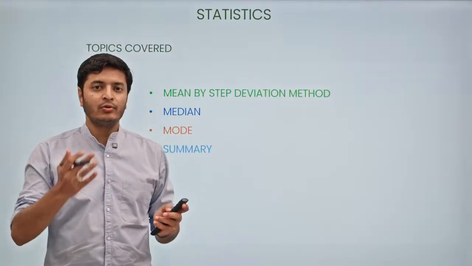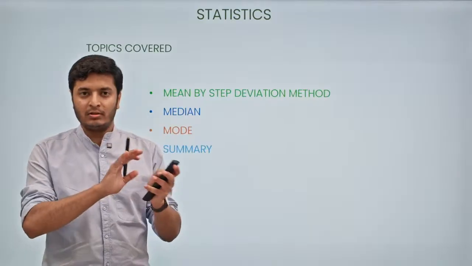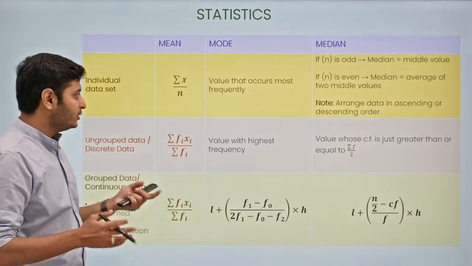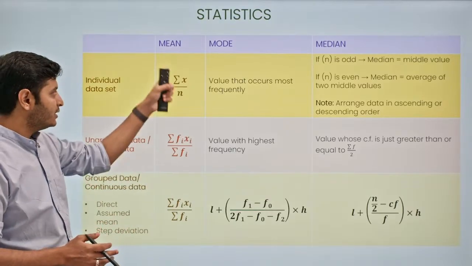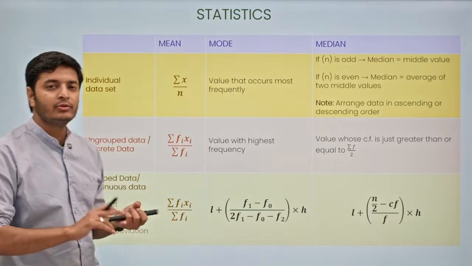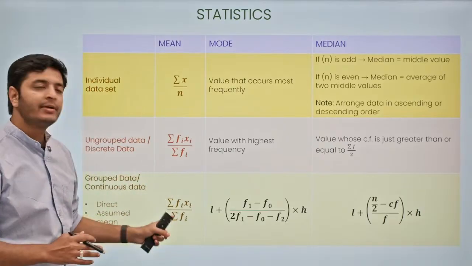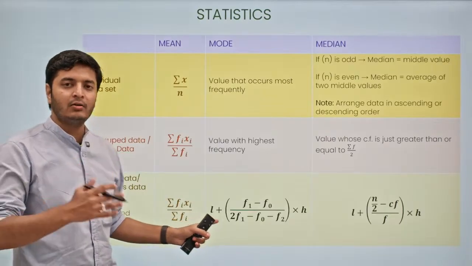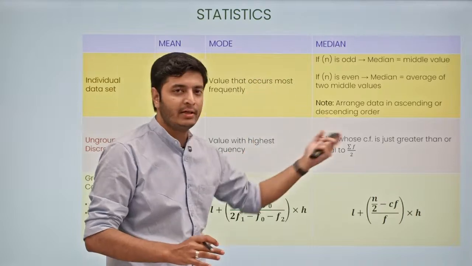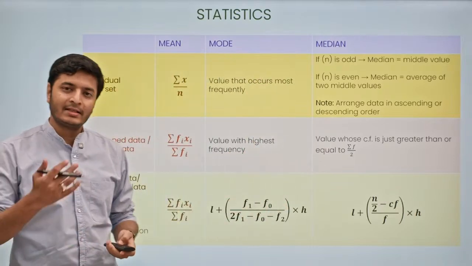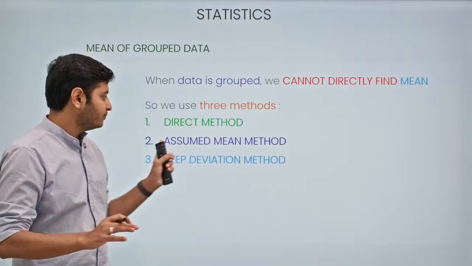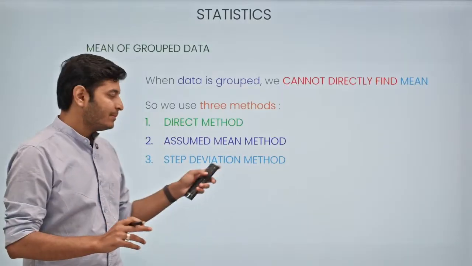Last time I showed you one table which is summarizing the whole chapter. In this table, we are done with the mean of individual data, the mean of ungrouped data, and the mean of group data using two methods. We are going to continue from here because we are going to talk about the mean of group data using the step deviation method. Then we are going to see how to find mode and median also. Now let's continue. So direct method done, assumed mean method done, now step deviation.